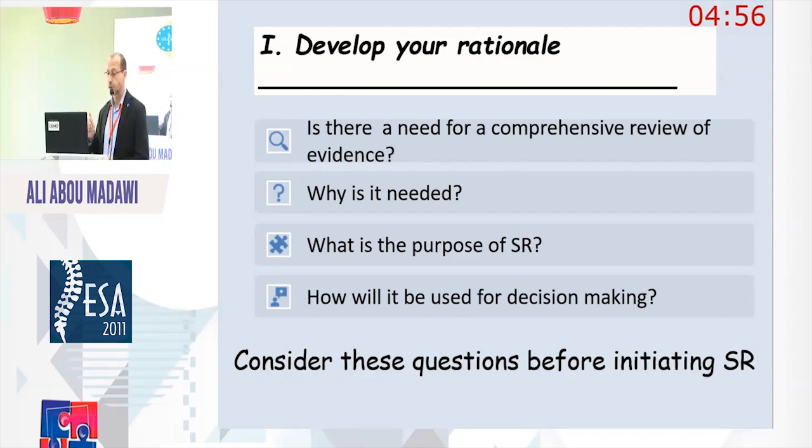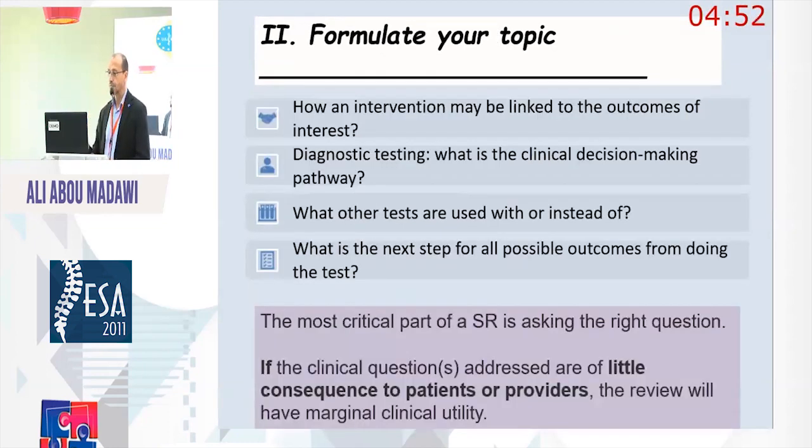The second step is to put your topic: how an intervention may be linked to the outcome of interest. This is an important question when you're choosing the topic. If you're researching diagnostic testing, what is the clinical decision-making pathway? You're using X-ray or MRI to reach the diagnosis, so how to manage this? What other tests can be used? And what's the next step for all possible outcomes of doing this test?